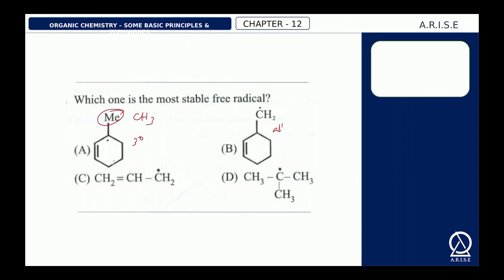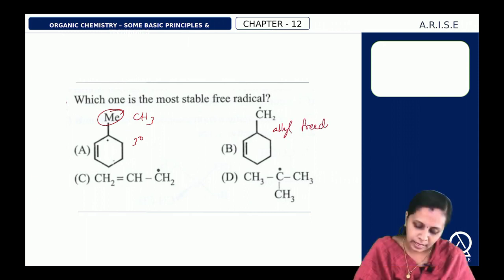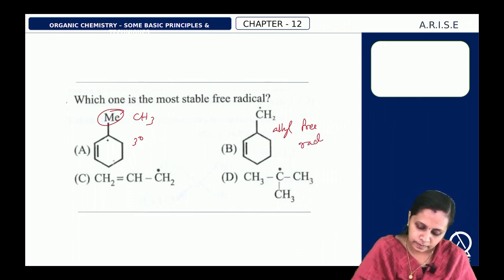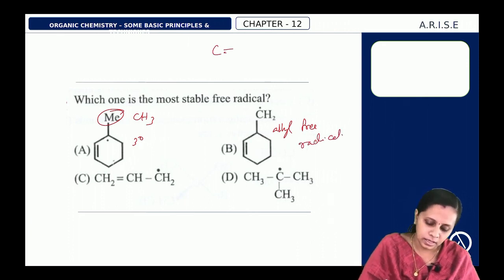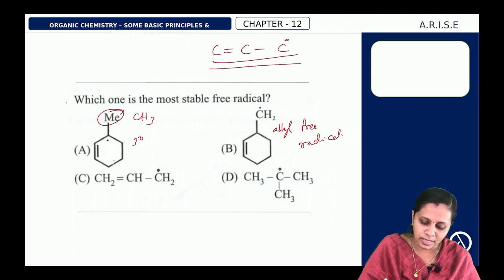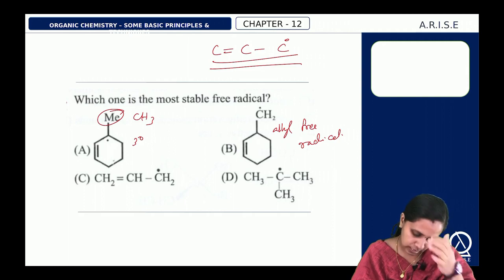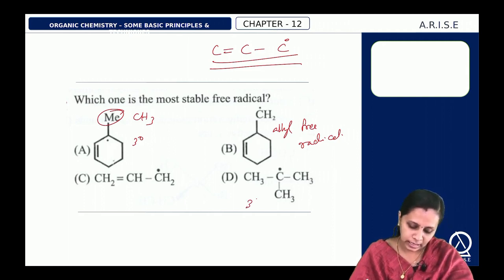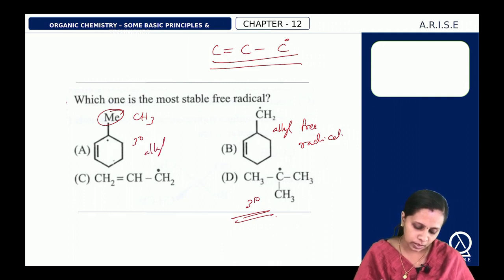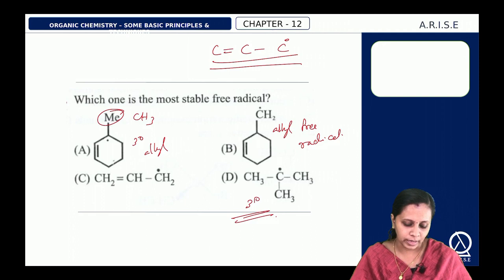Here this is an allyl free radical. Allyl means C double bond C dot. These types of free radicals are known as allyl. Okay. So option C is also allyl, and option D is again tertiary. Here also an allyl group is there. Okay. Allyl and a tertiary free radical. So here the stabilization can be explained based on resonance as well as hyperconjugation.